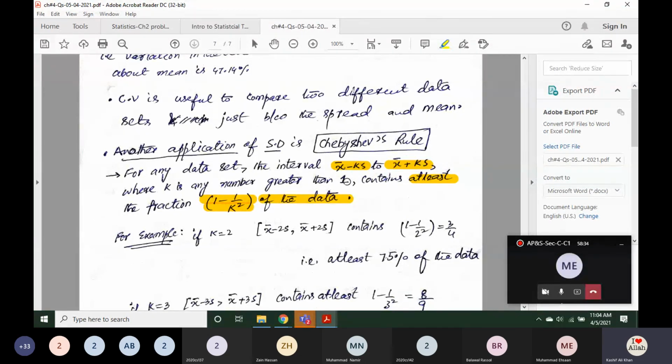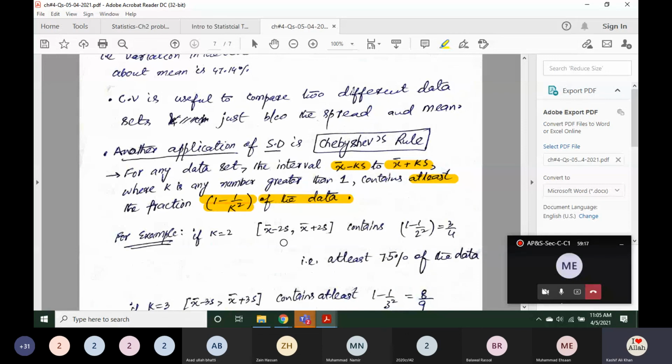So if you choose k greater than 1, you will get an interval, and that interval contains at least 1 minus 1 over k square of the data. So let's understand with the help of an example. If k equals 2, then your range will be x bar minus 2s to x bar plus 2s. Replace k by 2, here put 2 in place of k. You will get this. And for any data, you can easily compute the mean and standard deviation, you can easily make the interval, and then see how many data values lie in this interval.